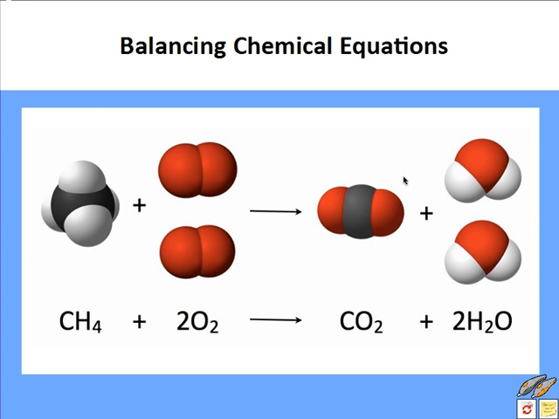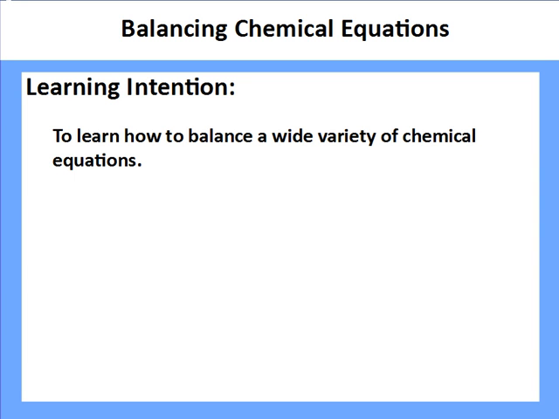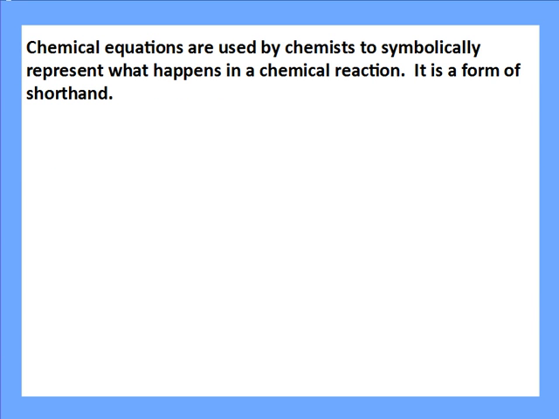This is a very important skill to have in chemistry, and you need to be able to balance a wide range of chemical equations. So all sorts of chemical reactions are represented by chemical equations. They're used as a symbolic representation, and it's really a form of shorthand that chemists practice.